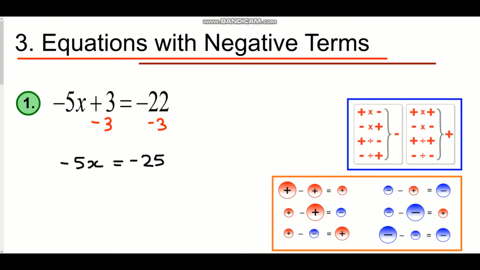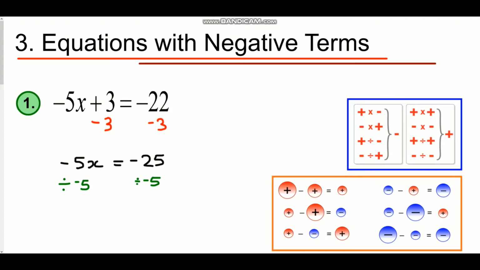So now what I'm going to do is divide by negative 5 to get rid of that negative 5 in front of x that is multiplying. Remember, always undo a multiply with a divide, always undo a divide with a multiply. Okay, so I'm dividing by negative 5 on both sides.